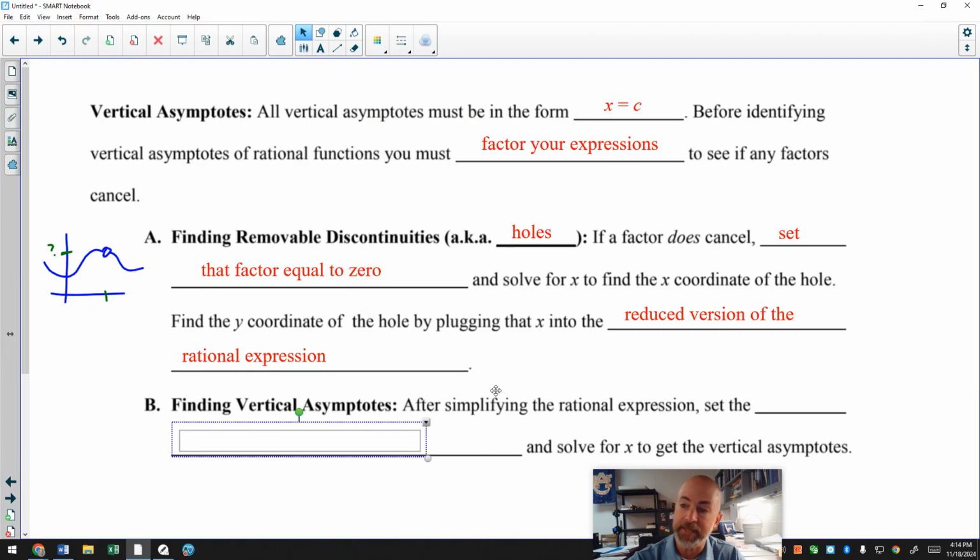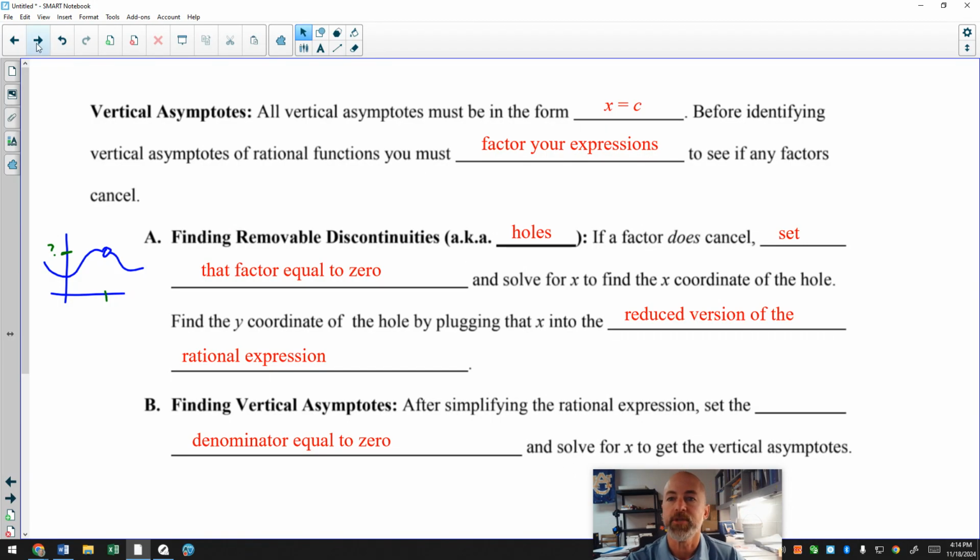And then for vertical asymptotes, after you have factored and canceled, if it does cancel, then anything that's left in the denominator, set those expressions equal to 0, and those x-coordinates will give you the equations of the vertical asymptotes.